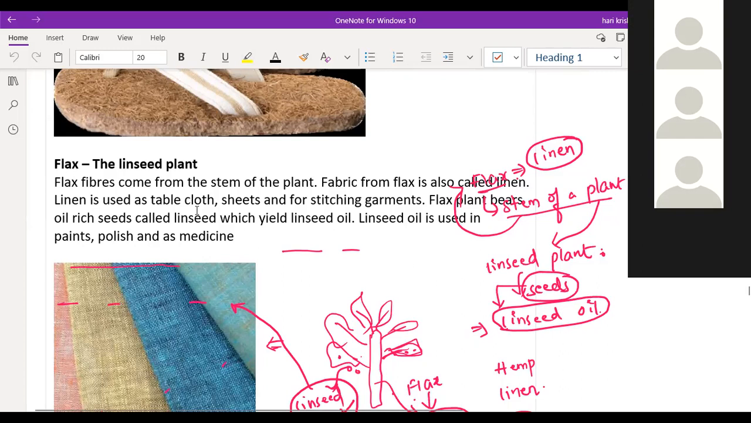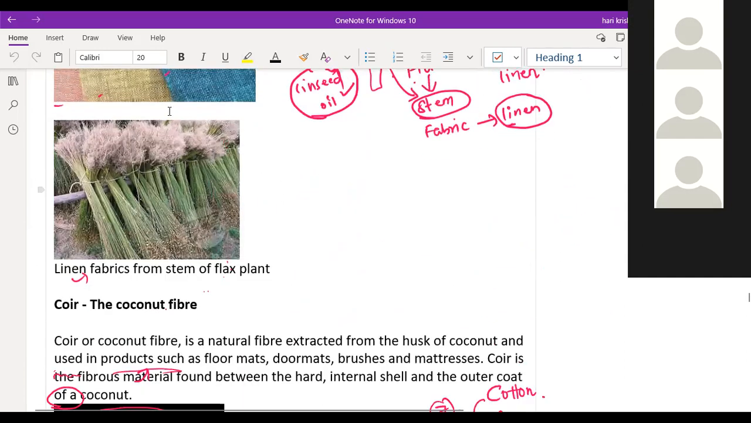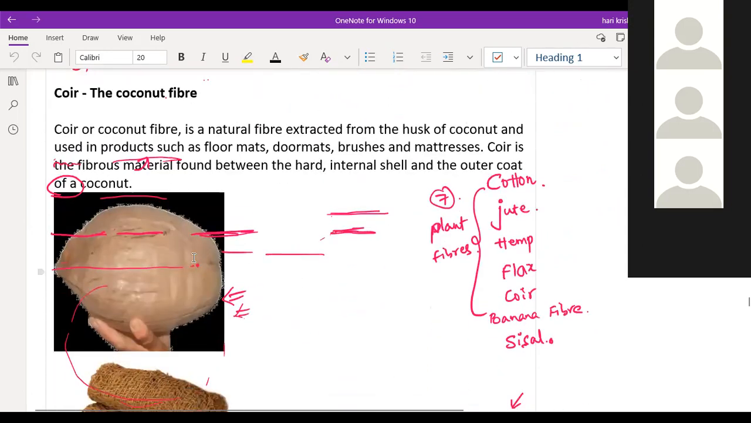Okay. Last class. So these are the importance of the linen plants. So you can see here, these are linen plants here. The next one is the coir, already the coconut fiber.